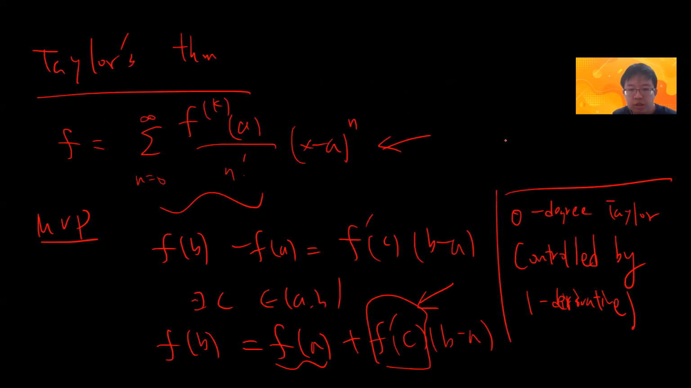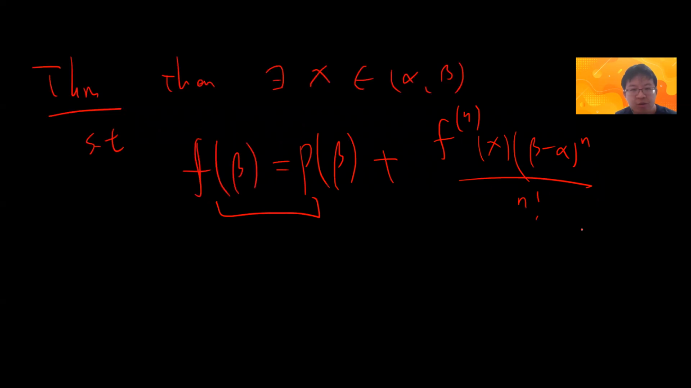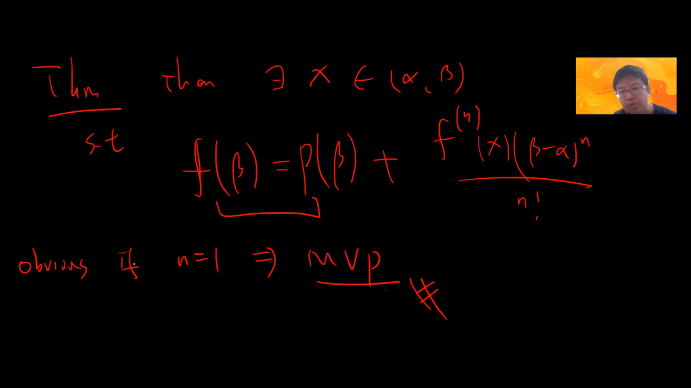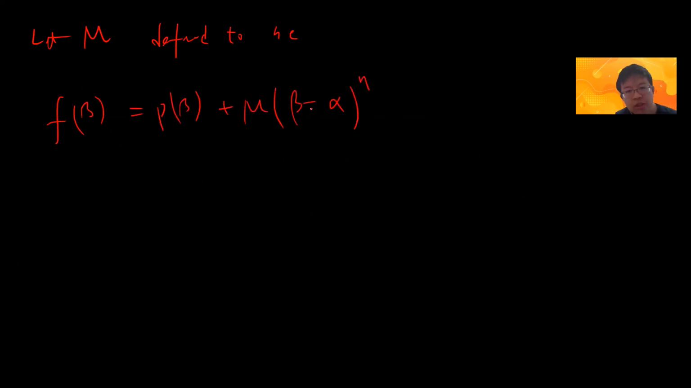As I said, the mean value theorem should be viewed as the 0-degree Taylor expansion controlled by the first derivative. So obviously, if n is 1, then it's just the MVT. But we need to prove the general case, and we just prove it by using the MVT. So let's define m to be some number such that f of beta equals P of beta plus m times beta minus alpha to the n. So I can define this m like this.